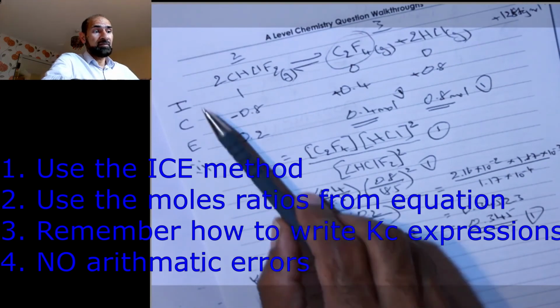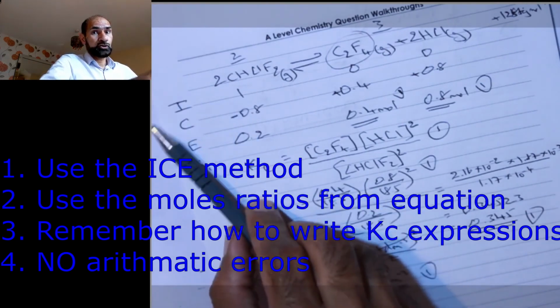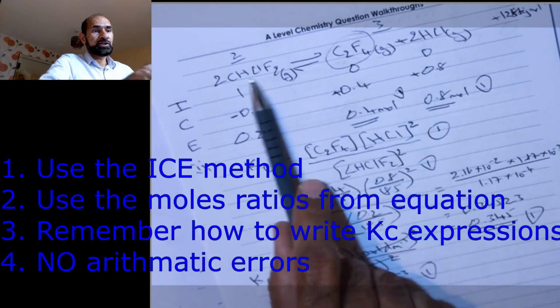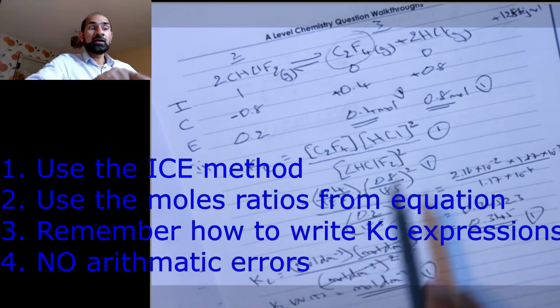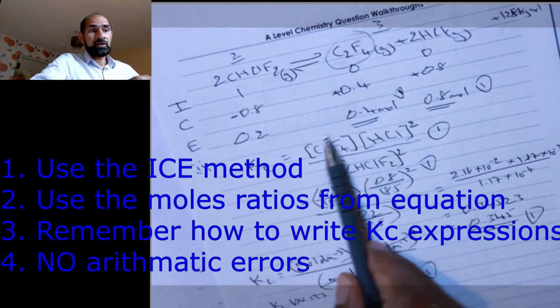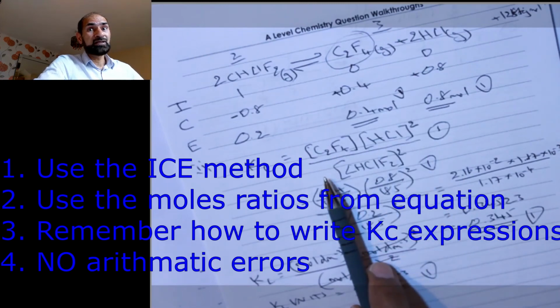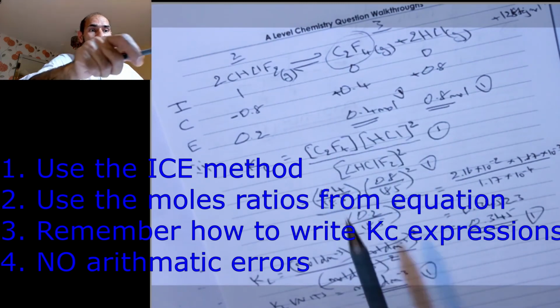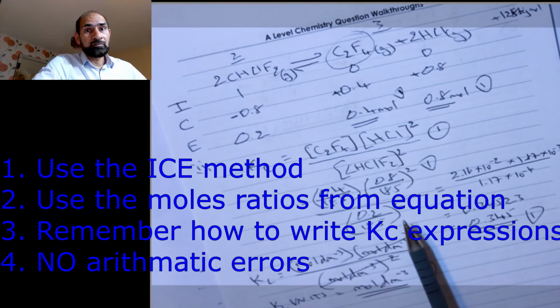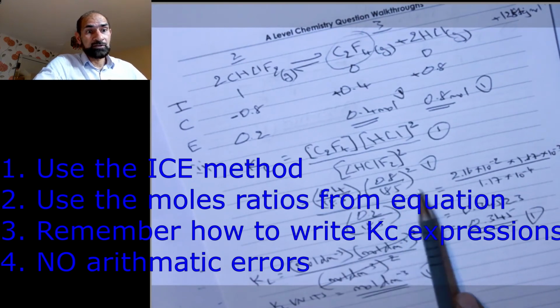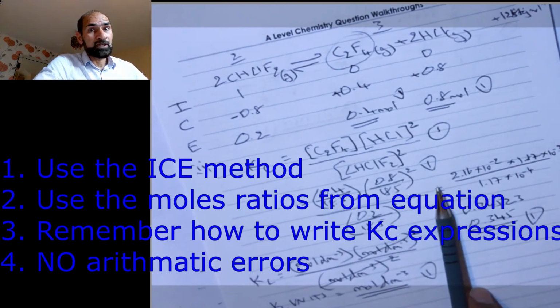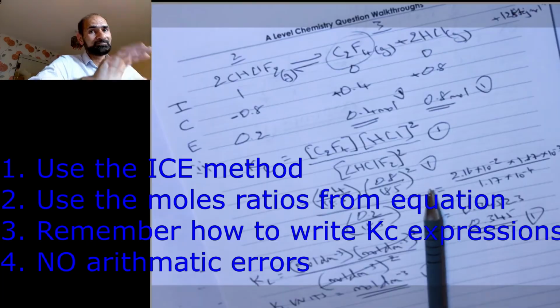So, 4 steps to get these questions absolutely perfect. 1, remember the ICE method. 2, remember the moles ratios. 3, remember how to write Kc expressions, work them out, practice, and 4, make sure you don't make any arithmetic errors in the calculation on the calculator. Make sure you focus on them, work on them, practice on them, so you can get this question perfect.